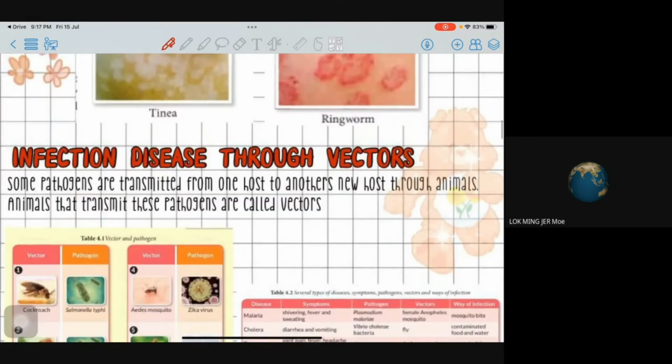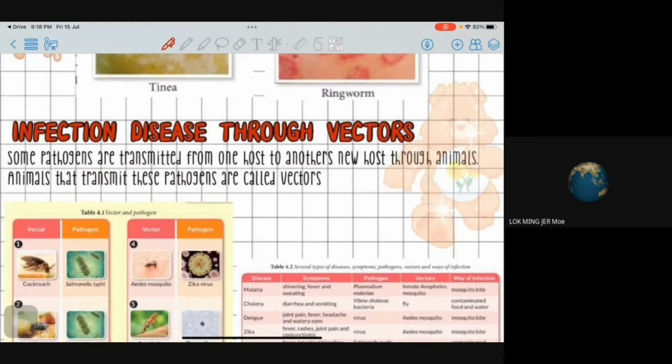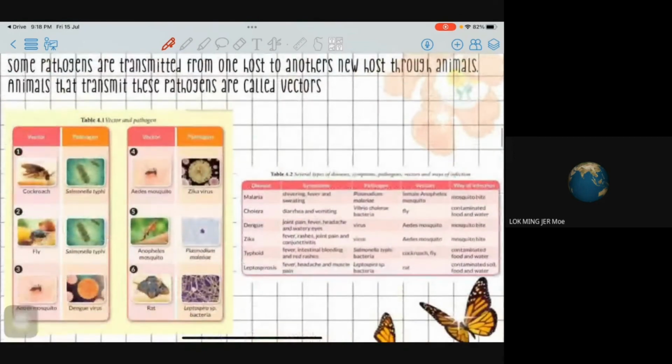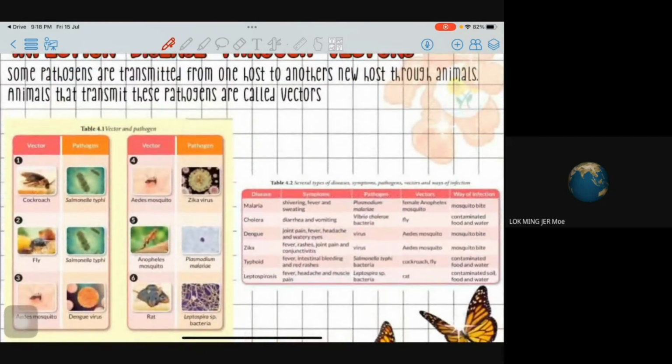And the infectious disease through vector. Some pathogens are transmitted from one host to another new host through animals. The animals that transmit these pathogens, we call them vectors. That's why I asked you what kinds of vectors you know. For example, cockroach, fly, Aedes mosquito, rat.